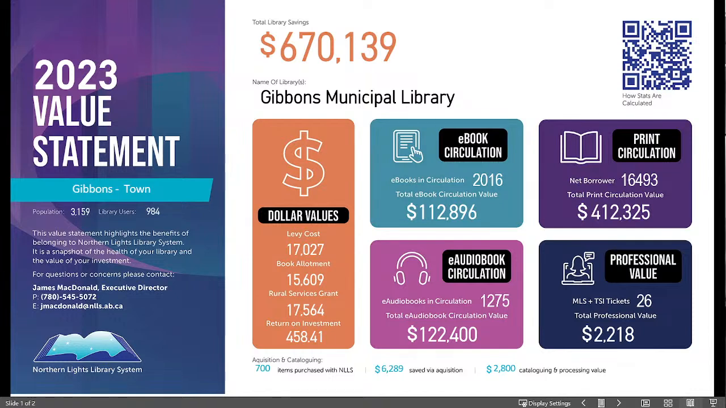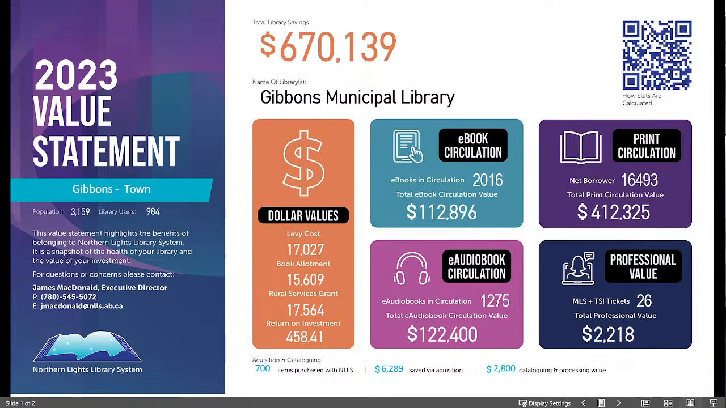984 library cards are out there. I know on the slide it says library users. Every year I think I've got to change that because that's not accurate. A lot of families will have one library card for the whole family. So there's 984 cards out there, which is pretty good out of a population of 3,100.